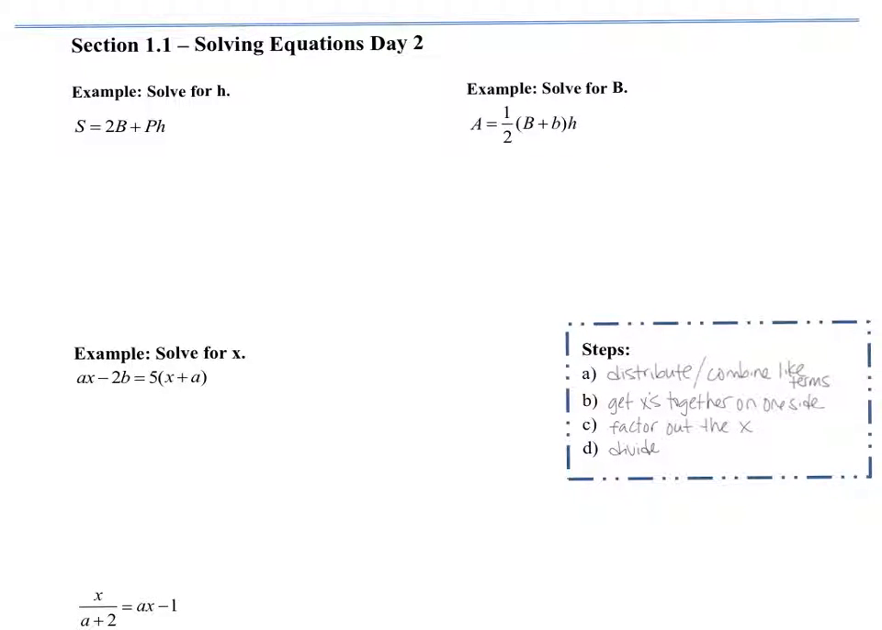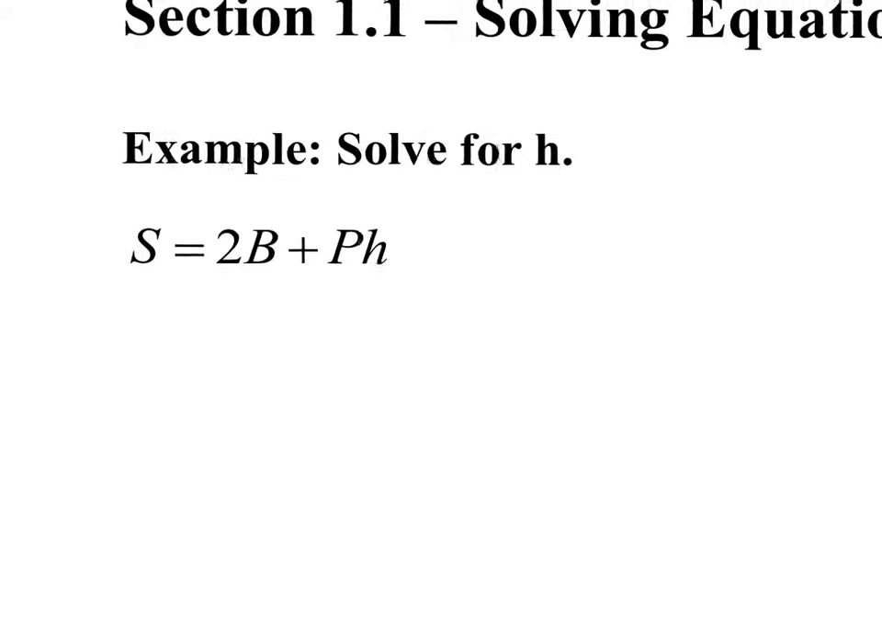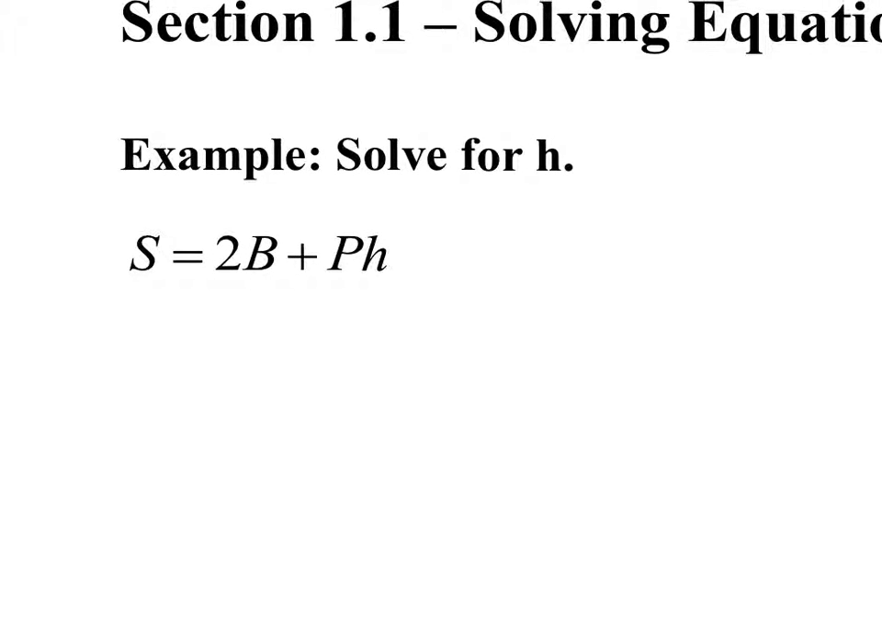Today's lesson is section 1.1, solving equations, day 2, so kind of a continuation of stuff that we talked about yesterday. Very first thing, we're just solving this example for h, and what's weird about this example is that there aren't that many letters in it, it's just a bunch of different variables. You might recognize this formula from geometry, 2B plus ph, that's the surface area of a prism, but nobody cares. I mean, we do care. But all we're going to do here is just try and get h by itself.